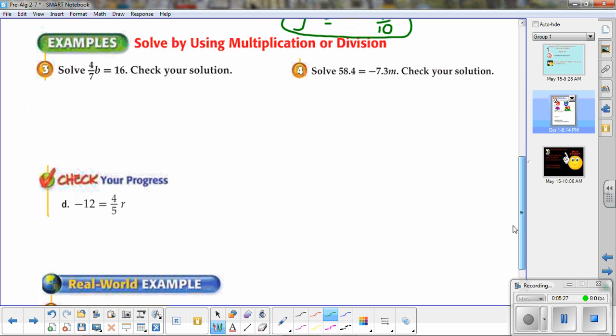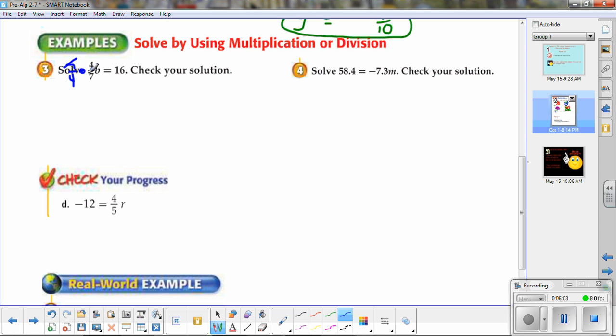Next, we have some multiplication and division equations. In our first example, 4/7 b equals 16. You might think that you want to go and divide both sides by 4/7 to undo this multiplying. However, when you divide fractions, you really multiply by the reciprocal. So I'm going to save ourselves a step and just go ahead and multiply by the reciprocal. When you take a number and multiply it by its reciprocal, you always get 1.